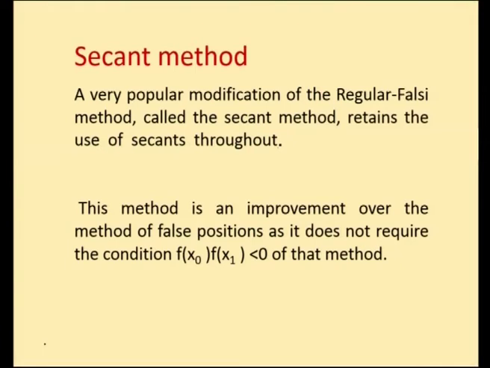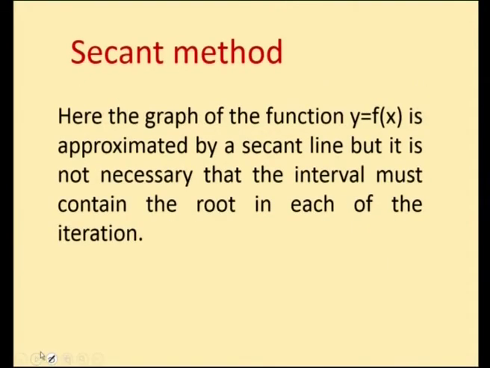The secant method, a very popular modification of the regula-falsi method, retains the use of secants throughout. This method is an improvement over the method of false position as it does not require the condition f of x0 into f of x1 is less than 0. The graph of the function y is equal to f of x is approximated by a secant line, but it is not necessary that the interval must contain the root in each of the iterations.